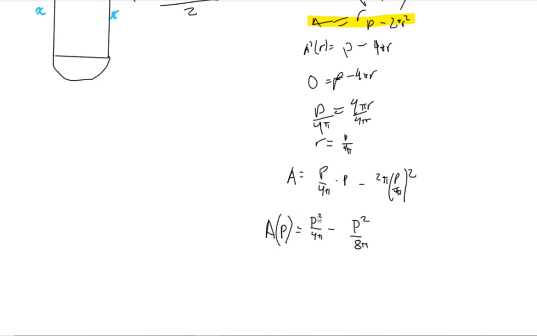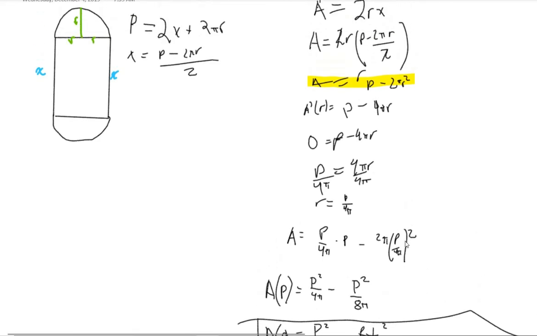Now if we multiply this one by 2, we'll get p squared over 8 pi feet. We wanted area, so that's feet squared, and that's A in terms of p. And that's your answer.